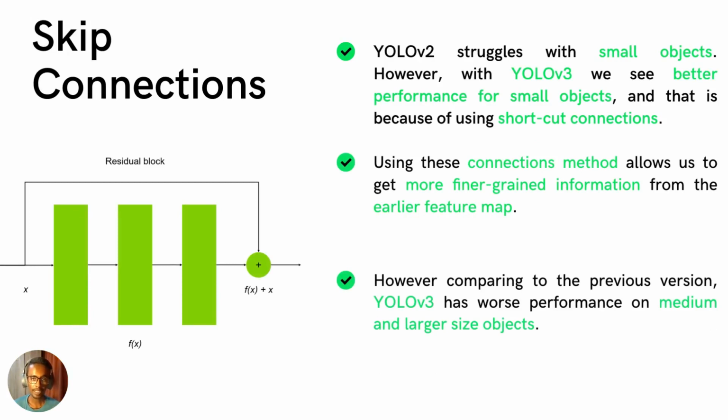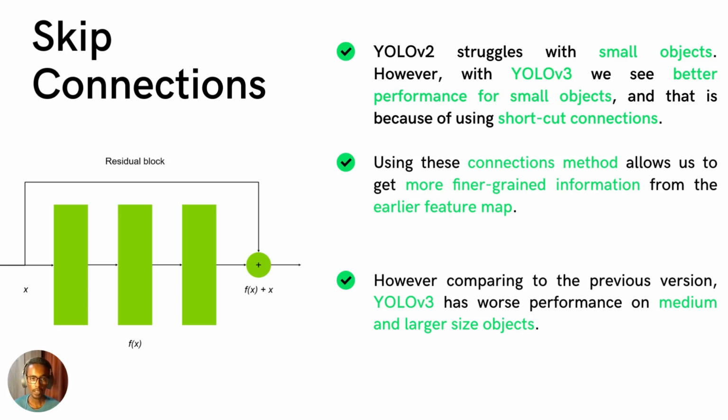YOLOv2 struggles with detecting small objects. However, with YOLOv3, we can get a better performance for small objects. And that is because of using these shortcut connections that we introduced. Using these connections allows us to get more fine-grained information from the earlier feature map.